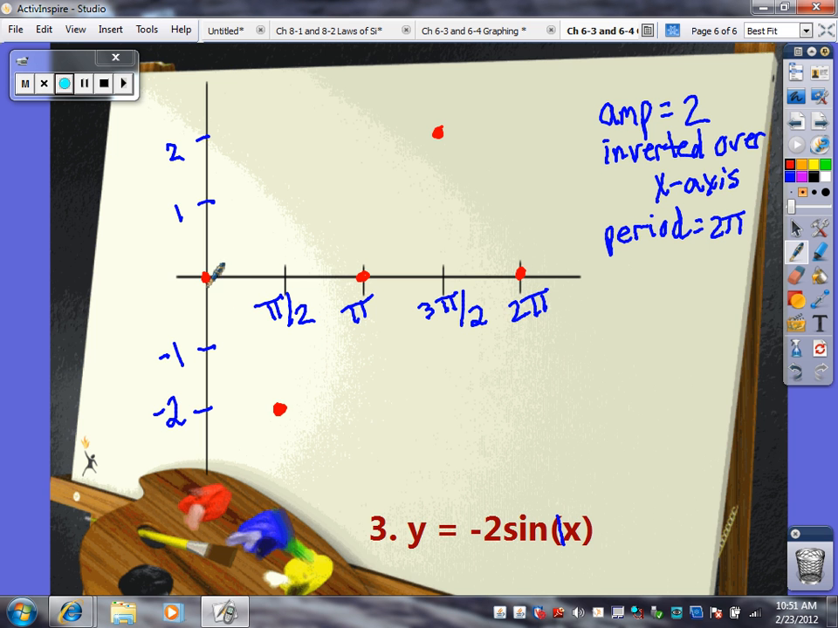And here is one period of this. So the amplitude is 2, which means it's getting taller. It's kind of getting stretched vertically. The negative is indicating that it is flipped upside down. And then our period is exactly the same.